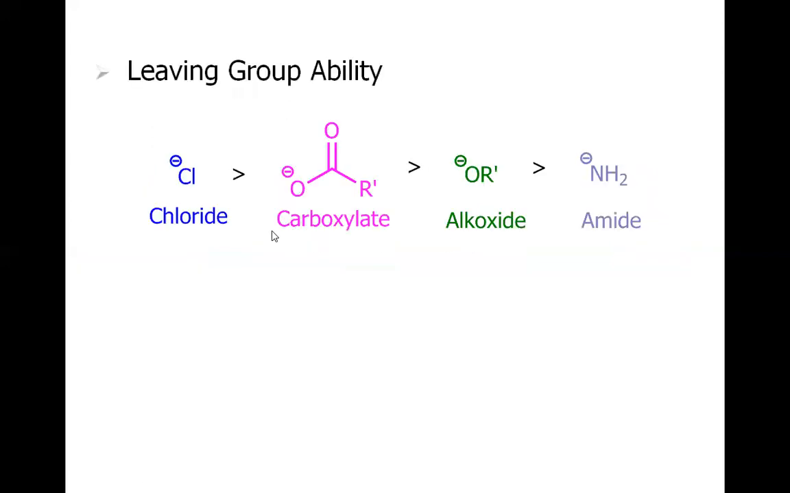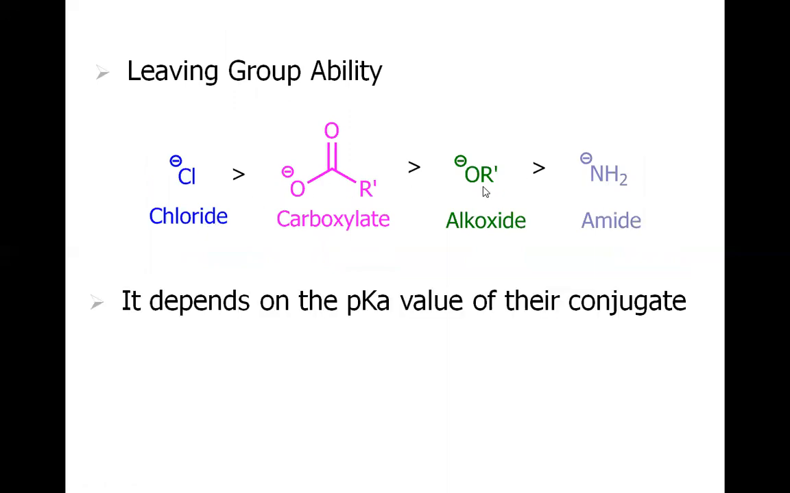So what makes chloride the best leaving group and amide the worst leaving group among these four? It depends on the pKa value of their conjugate acids. As you know, chloride is the conjugate base of HCl. So the conjugate acid of chloride is HCl, the conjugate acid of carboxylate is carboxylic acid, the conjugate acid of alkoxide is alcohol, and the conjugate acid of amide is ammonia.